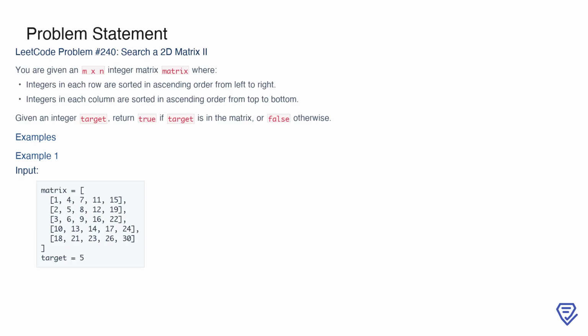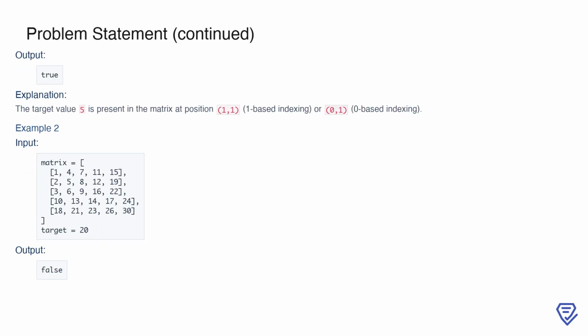For a better understanding, let's take a look at some examples. In the first example, the matrix is a 5 by 5 grid, and the target is 5. Your goal is to determine whether this target is present in the matrix. The output for this example is true, because the target value 5 is indeed present in the matrix. Specifically, it is located at position 1, 1 if we use 1-based indexing, or 0, 1 if we use 0-based indexing. This highlights that the matrix allows us to efficiently identify the presence of a target, leveraging its sorted nature.